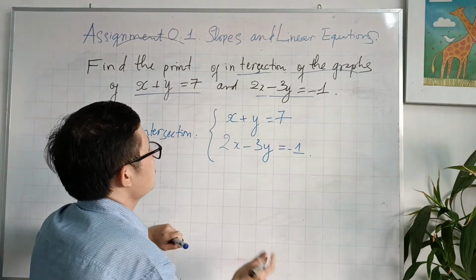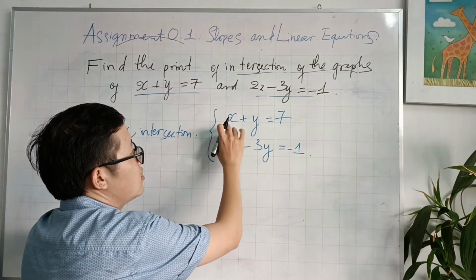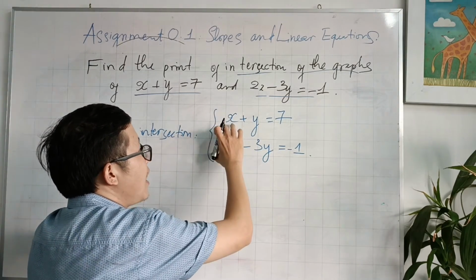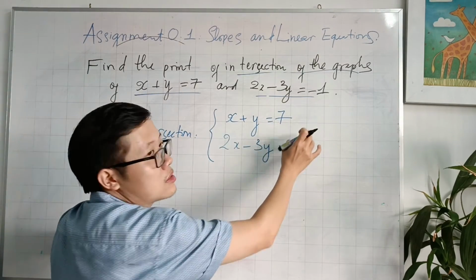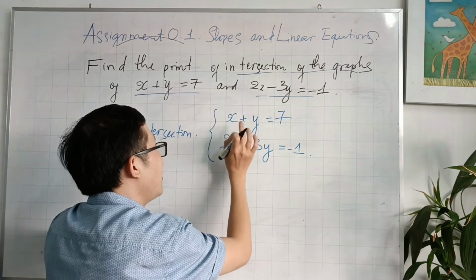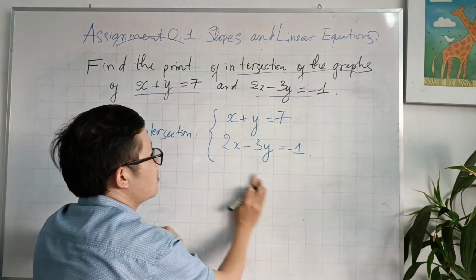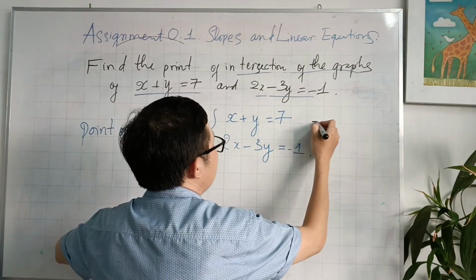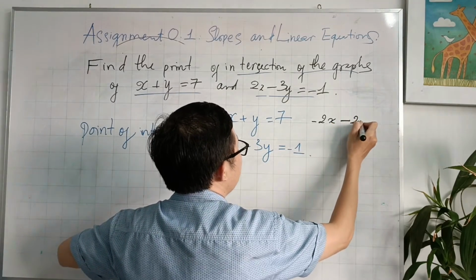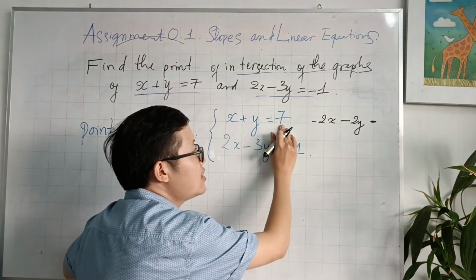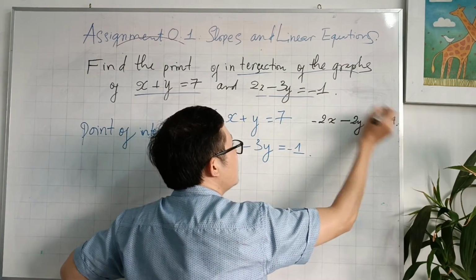The first one is 2x, the second is also 2x. So you must multiply the first equation by the factor opposite in sign to the coefficient. So it is negative 2x minus 2y. 7 times negative 2 is negative 14.